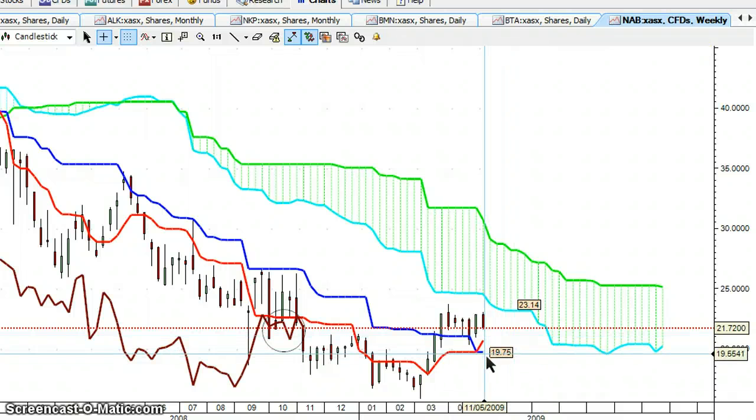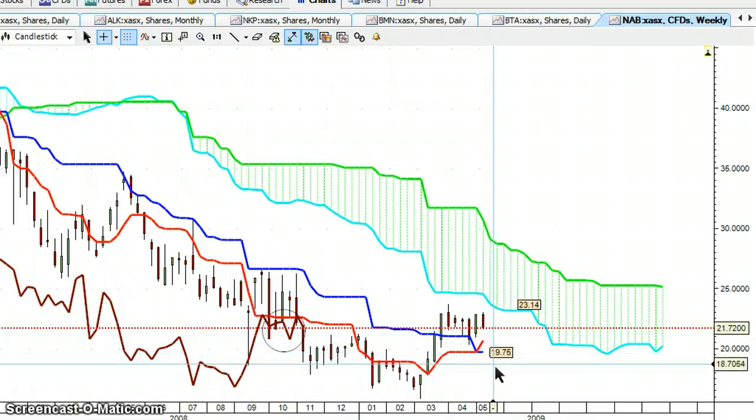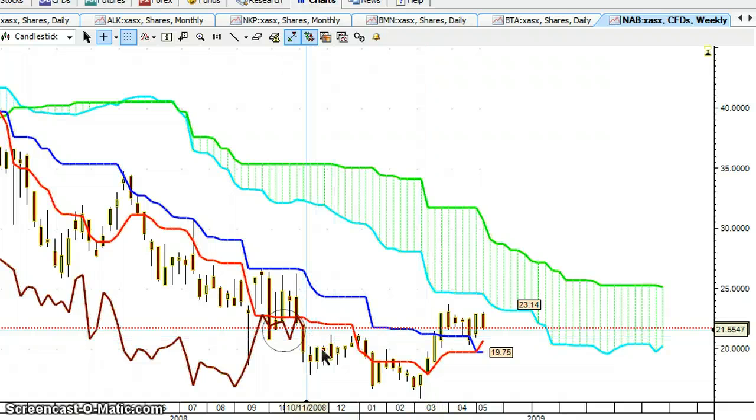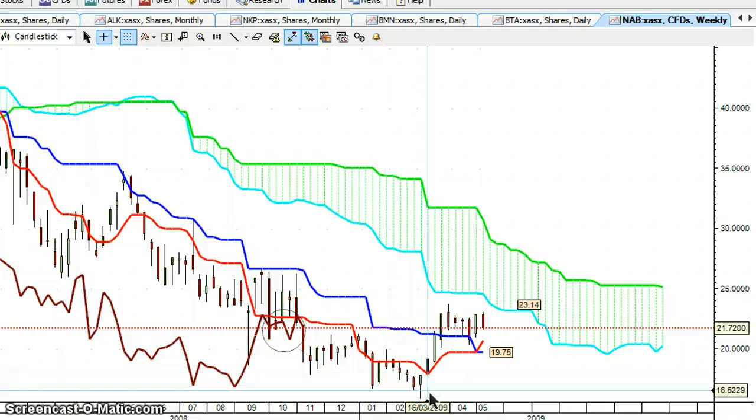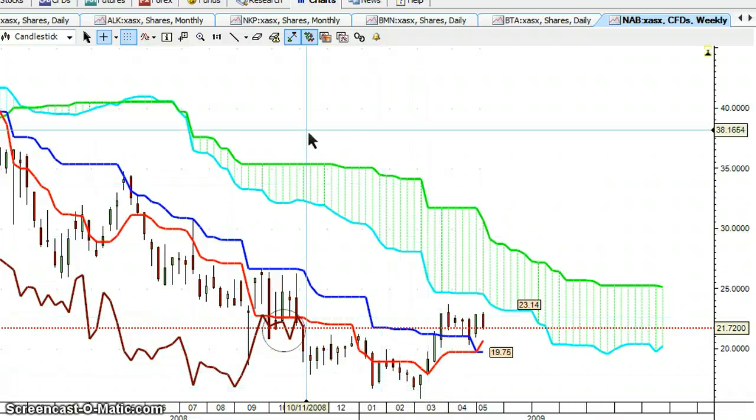If it comes down and goes through the red line, through the blue line, we are back into bear trending. This brown line will then drop below these candles, and it will be then using these as resistance, forming a new low. From here, I'd move across into a daily chart.